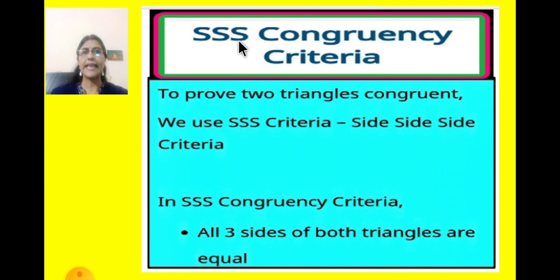And the first is SSS congruency criteria. To prove two triangles congruent, we use SSS criteria, which means side, side, side criteria. In SSS congruency criteria, all three sides of both the triangles are equal.